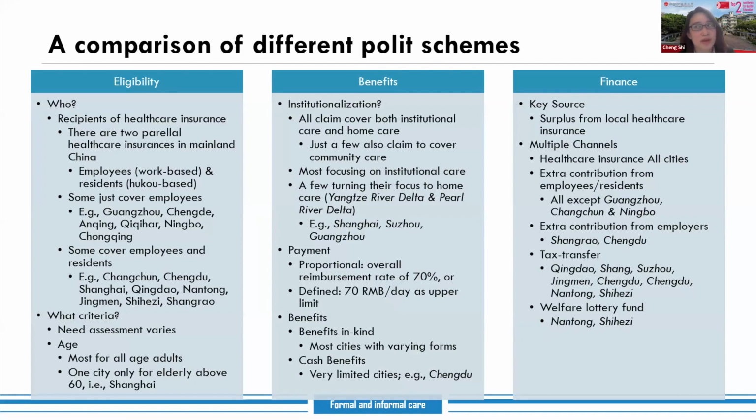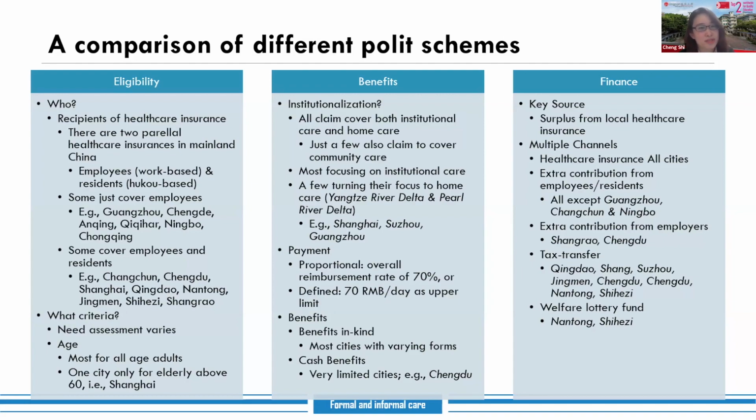So China's welfare system is an insurance-based welfare system. Under this healthcare insurance system, there are two parallel insurance schemes. One is designed for employees. The other is for the self-employed or the people from rural areas. Normally, we say it's designed for residents. So some long-term care pilot schemes in some regions covered employees, while some of the pilot schemes cover both employees and residents.